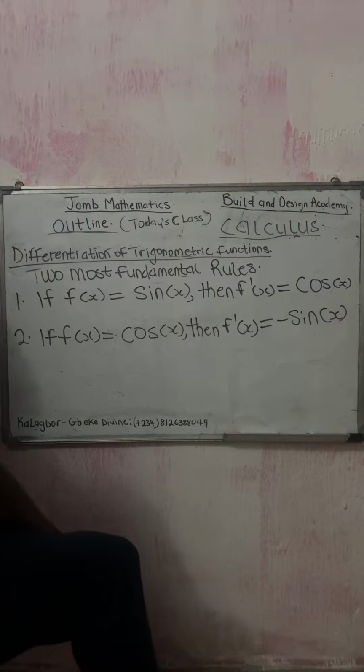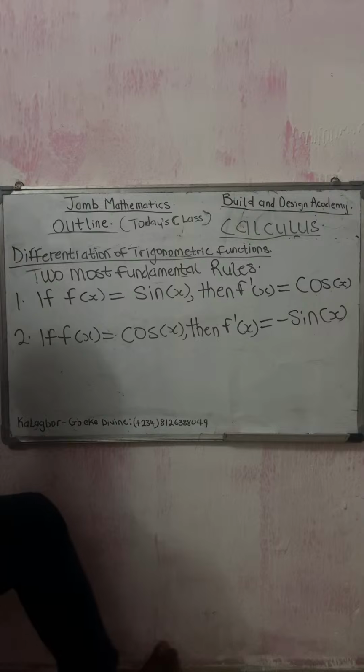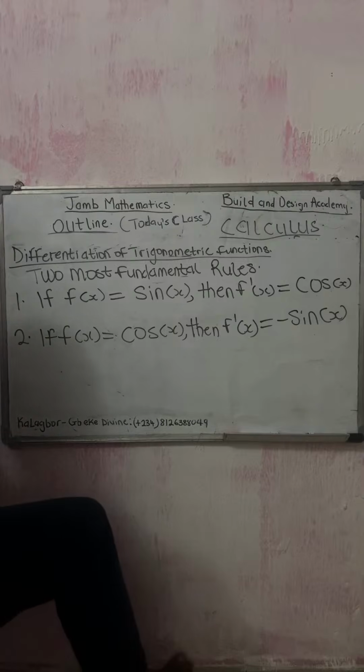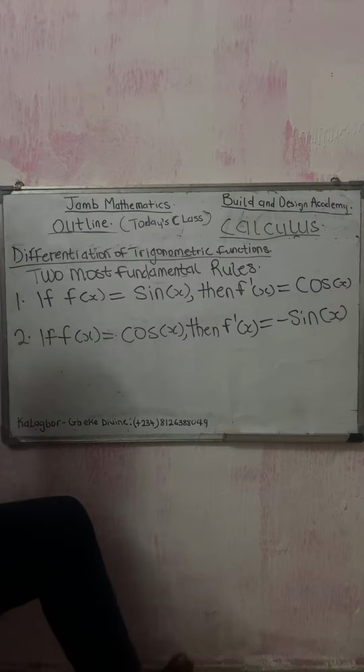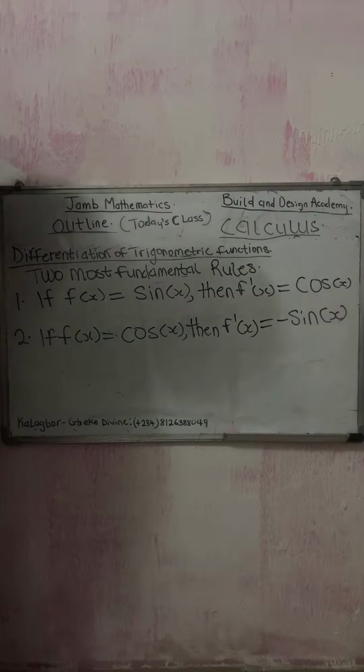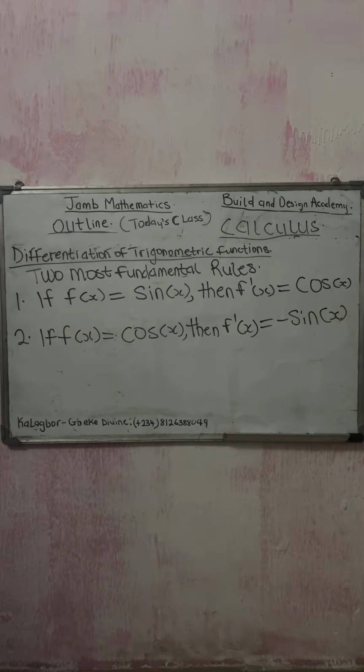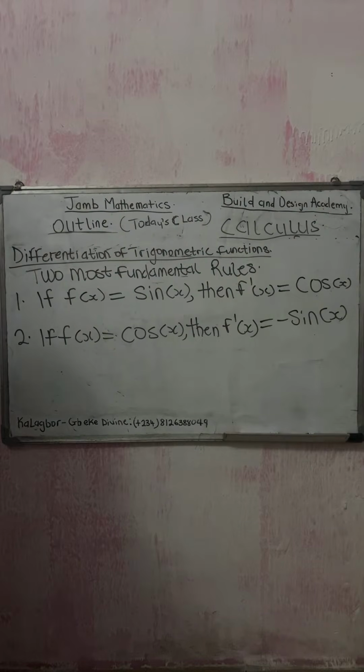They are very, very important, because for you to differentiate any trigonometric function at all, you must know these two fundamental rules. Okay, should I go and turn on the gen? Will you just give me like 2 minutes? Let me run and turn on the gen, then I'll be back. Please give me like 2 minutes. Thank you. Just 2 minutes, I'll be back.